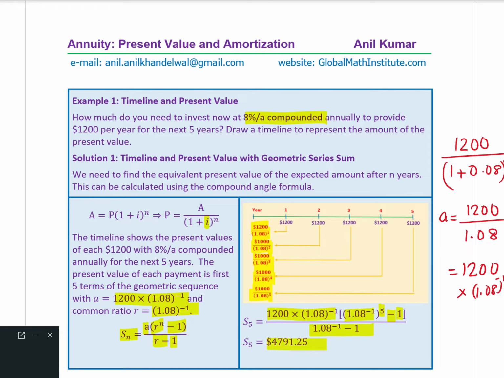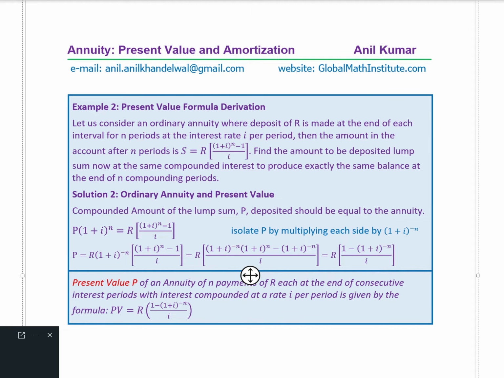You can calculate this value. It comes to 4791.25. So that is how you could calculate the present value, right? So I hope this step is absolutely clear. Now, once you've done this example, let's try to derive this particular formula also. In example 2, we are going to derive the present value formula.